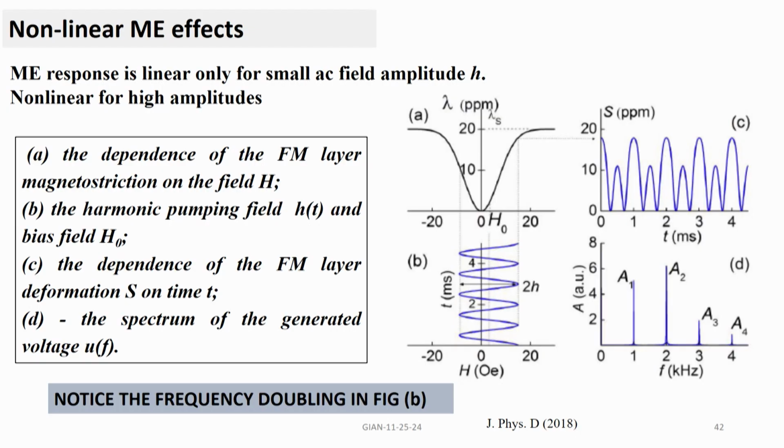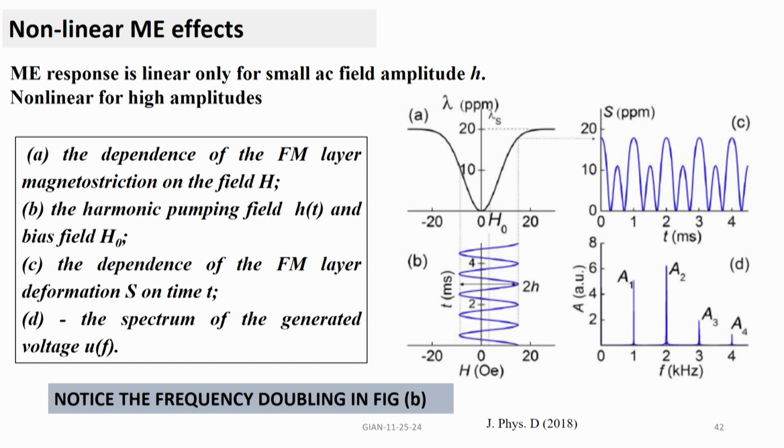There is zero bias magnetic field, and the AC field amplitude is pretty high. So what would happen under this condition? There is what I call frequency doubling. Just look at it here. Whether it is a positive field or negative field, the magnetostriction does not change sign. It's either positive or negative. So the piezomagnetic coefficient also will not change sign.